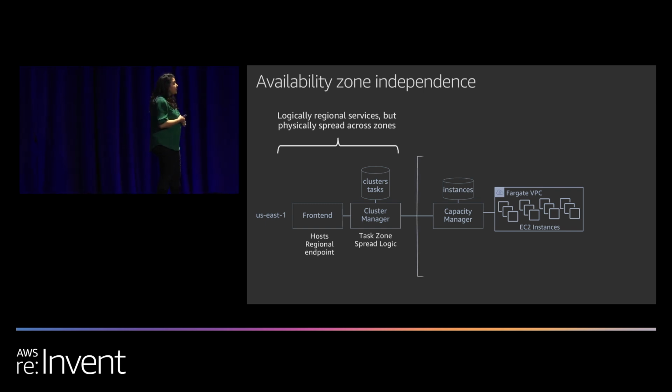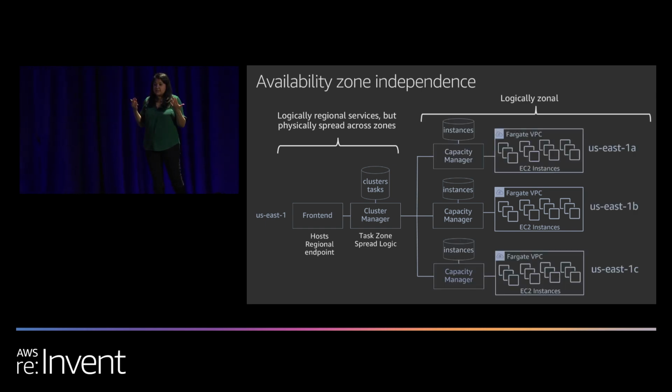So what we can do here is split this part of the stack into separate zonal services. We run a separate dedicated VPC for every zone, and there's a dedicated capacity manager service maintaining state about those instances. So the cluster manager service does zone spread logic, picks a zone, and calls out to the capacity manager service in that zone.